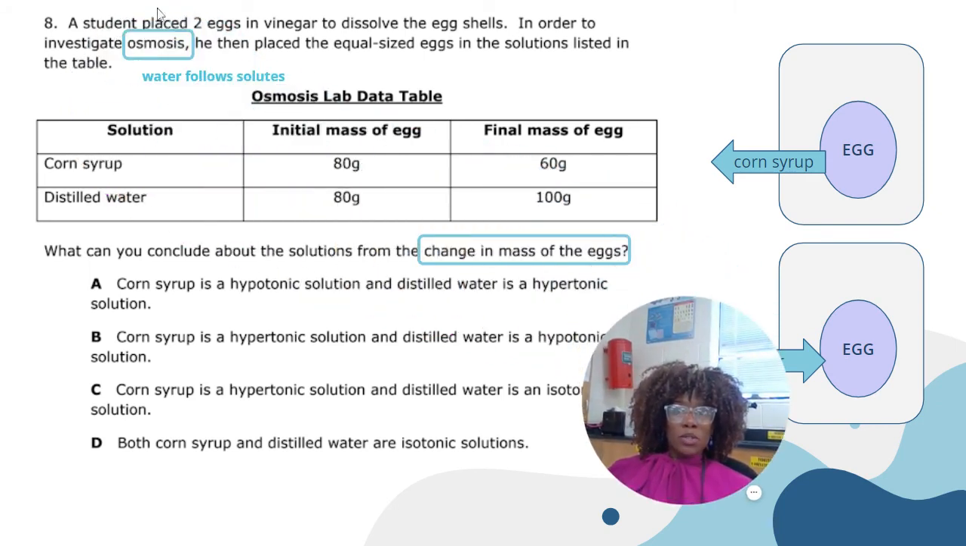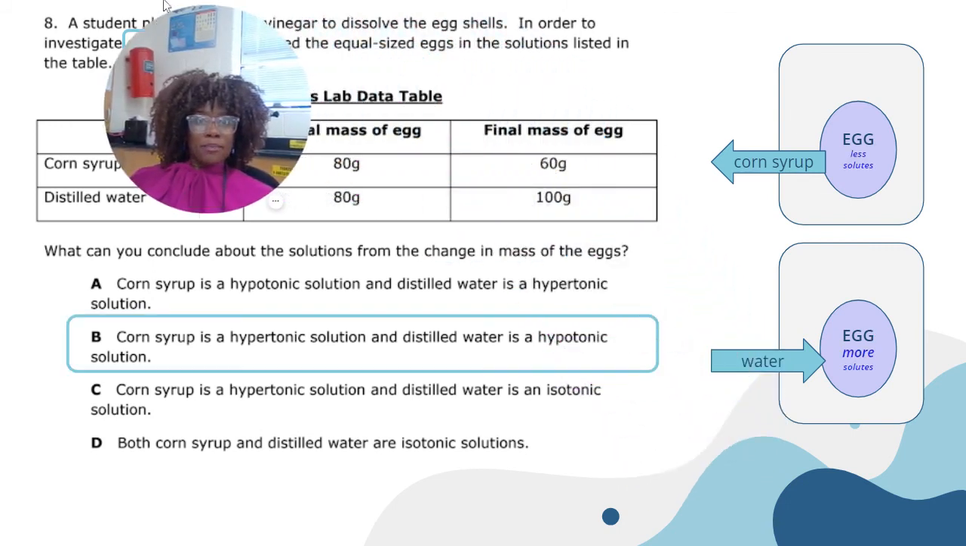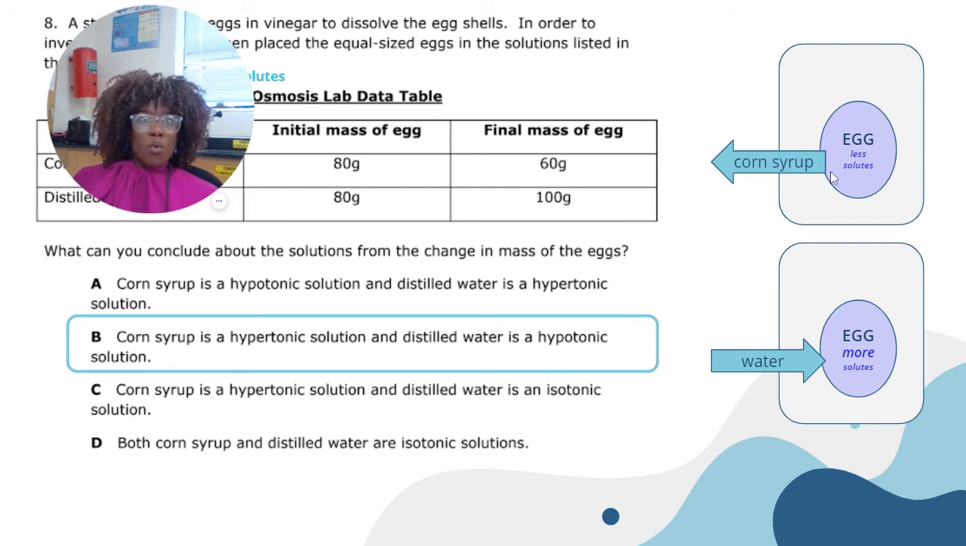Okay, we're talking about osmosis, and with osmosis, we know that water follows solutes. Then, boom, we have it right here. Water follows solute. So if stuff left the egg, that meant that it was following the solute. So it means that the higher concentrations were out here.